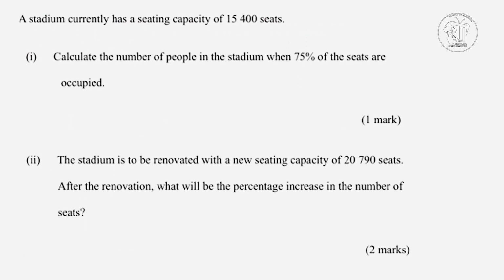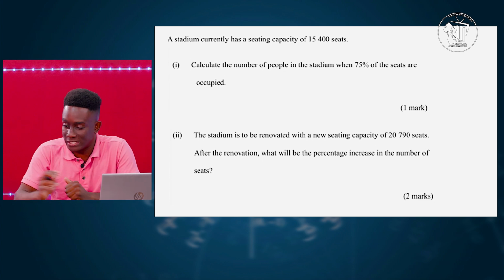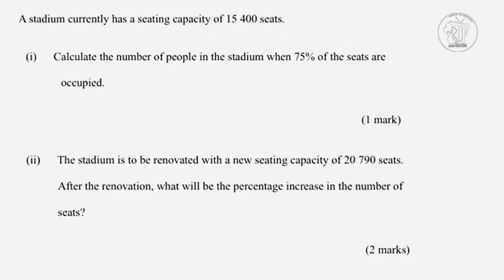So this one says, a stadium has a seating capacity of 15,400 seats. Calculate the number of people in the stadium when 75% of the seats are occupied. So you basically want to find 75% of the total capacity. So we know percentage is out of 100, so it will be 75 over 100 multiplied by 15,400. So we do some simple cancelling out. This will cancel out with that. This will cancel out with that.